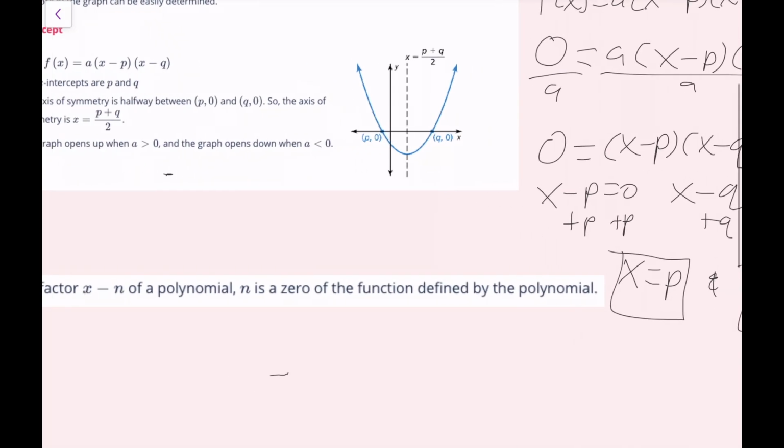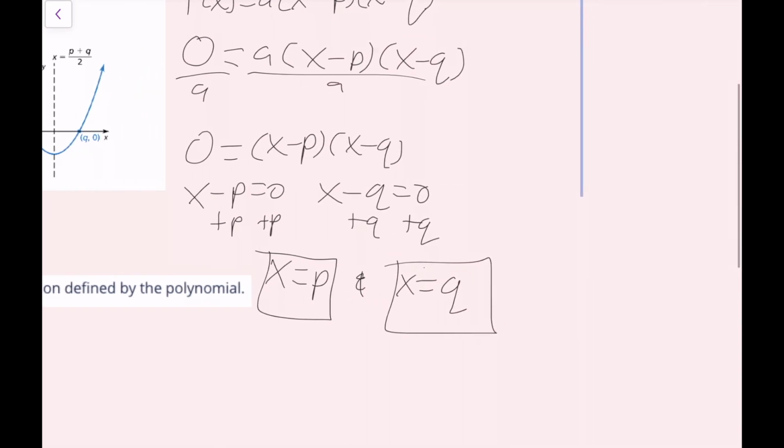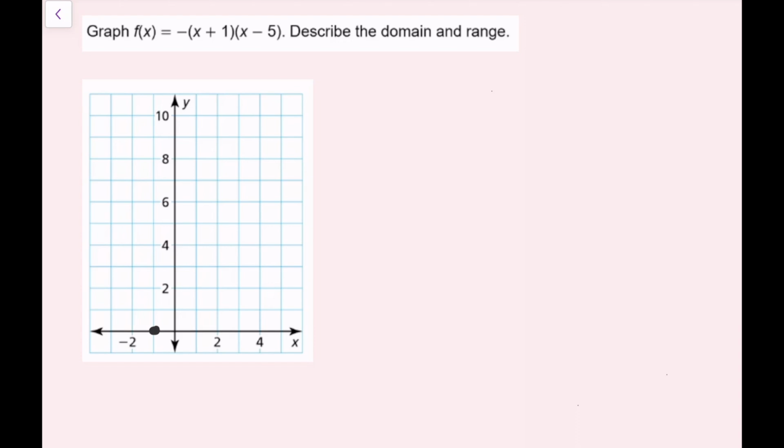Now the last thing I want to say before we get into our first example is this thing at the bottom. For any factor x minus n of a polynomial, n is a 0 of the function determined by the polynomial. So a 0 is just a value of x that makes the y value of that function equal to 0. So in this case, p and q are both zeros of our function. Because if I plug in p or if I plug in q, the value of the function would equal 0. All right, so for our first example, the instructions say graph f of x equals negative quantity x plus 1 times quantity x minus 5, then describe the domain and range.